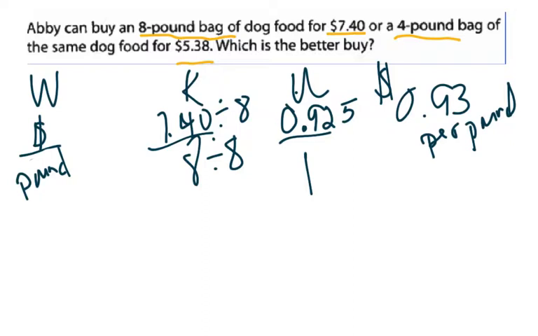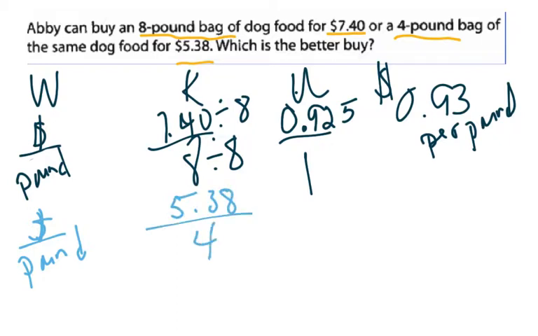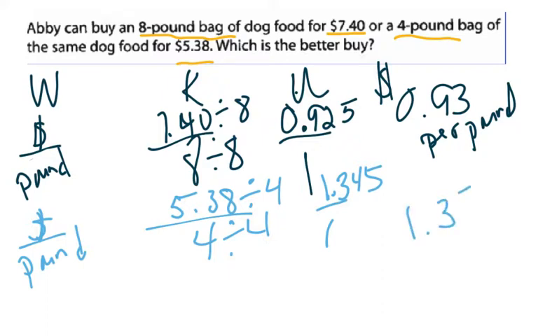Okay, so now we're going to figure out the other bag. So again, it's dollars per pound. What do I know? I know it costs $5.38 for 4 pounds. And then I'm trying to figure out how much is it for 1 pound. So I'm going to divide by 4. 4 divided by 4 is 1. Then I need to divide $5.38 by 4. And I'll get 1.345. I need to round to my nearest hundredths. So this is $1.35 per pound.